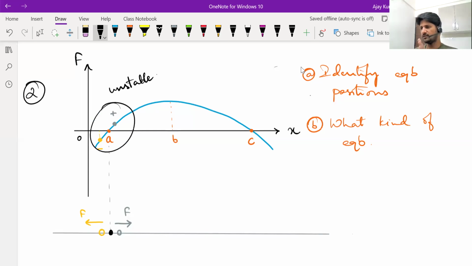Okay, when you move to the right, force is positive, meaning force is also to the right. It will go off. When you move to the left, force is negative, meaning force is also to the left. It will go away from equilibrium. So it's unstable equilibrium. Okay.